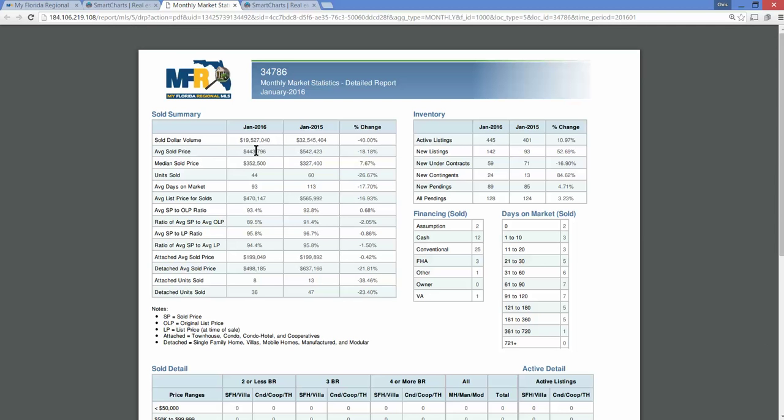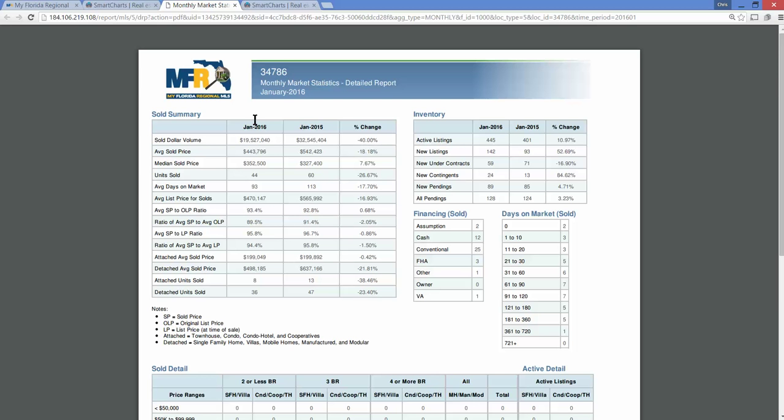Look here, the average is much higher, signifying that there could be some outliers. There could be some high-priced properties that sold. Number of units that sold, the average days on market, average list price for the sold properties. So the properties that sold, what was the average list price for those? Sold price to original list price ratio, and so forth and so on.